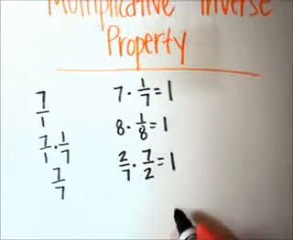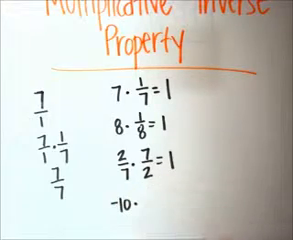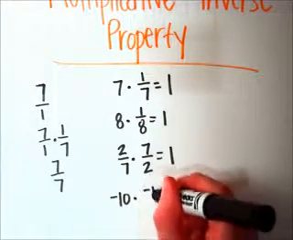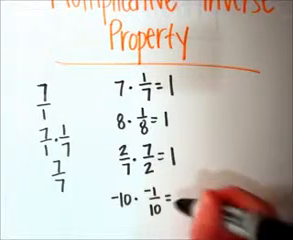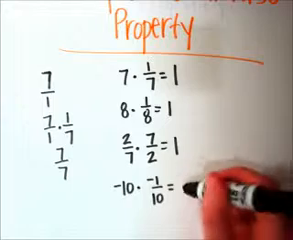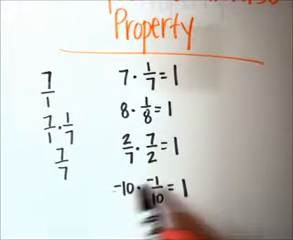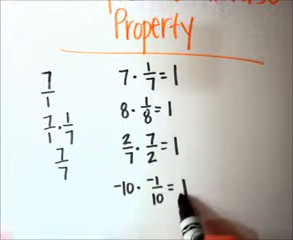This also works with negatives. So like if you had negative 10, you just need to multiply by negative 1/10. So we already know 10 times 1/10 is 1, based on what I've shown you previously. And a negative times a negative we know is a positive.